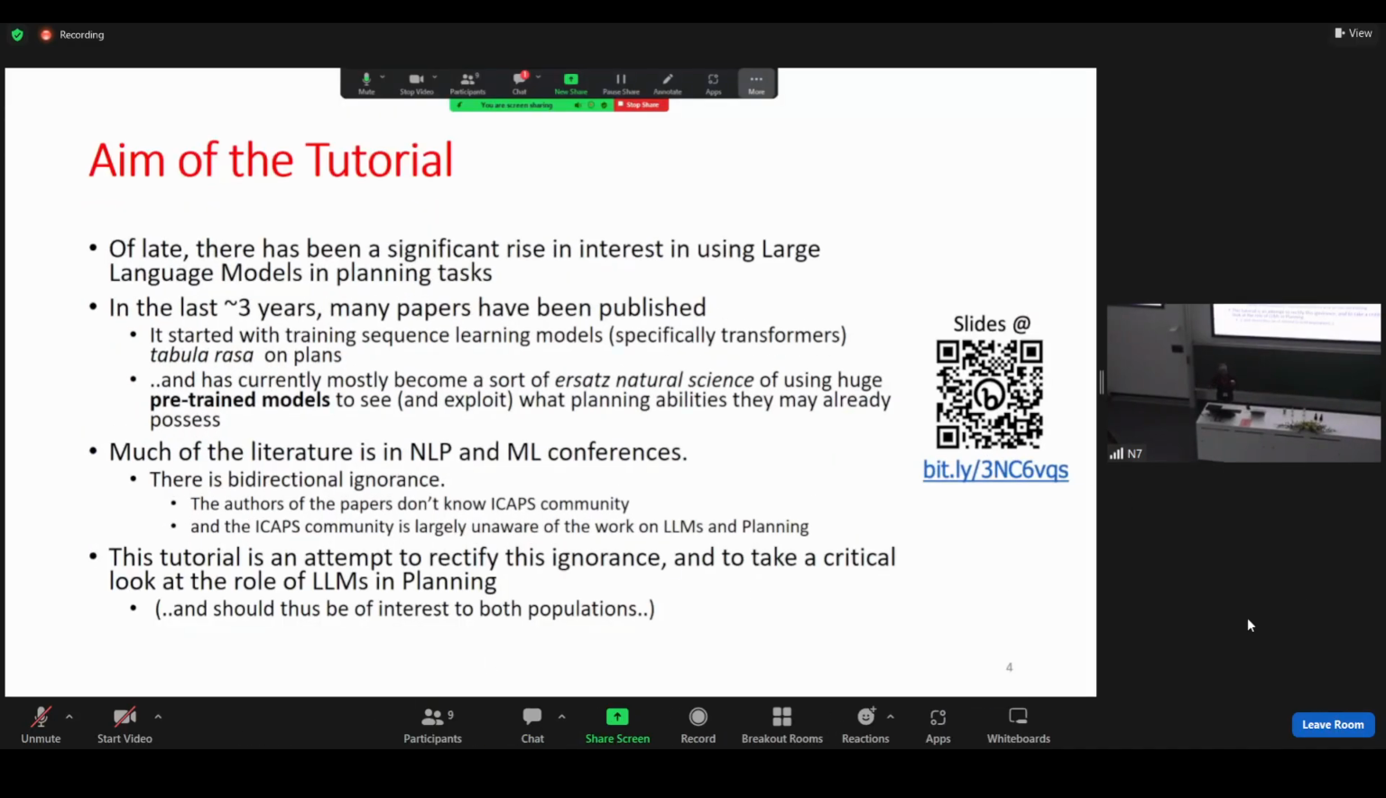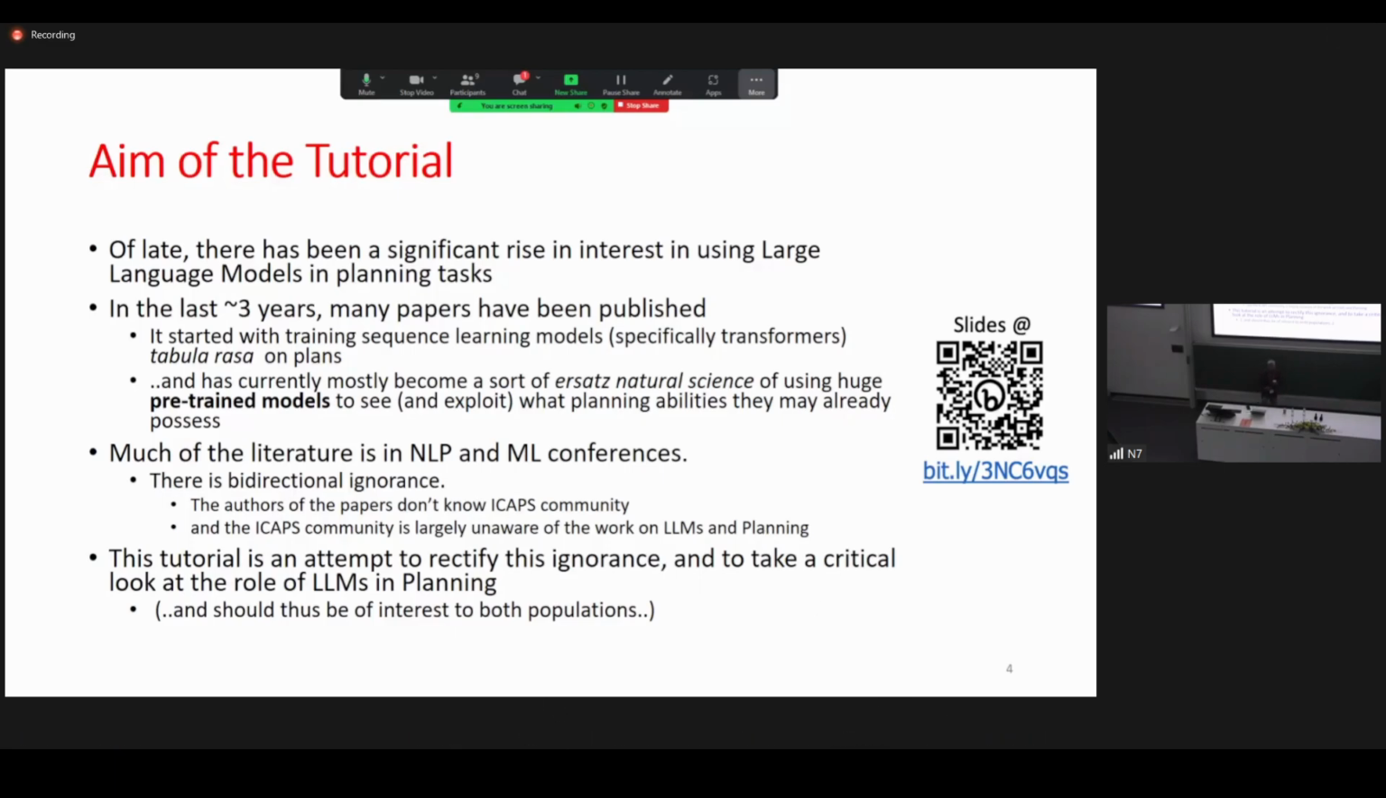My idea is to connect those two strands. As it's been said about America and the United Kingdom, that they are two great nations separated by a common language, these could be two strands of work that are separated by a common word called planning, except what those guys are doing, you won't consider planning and vice versa. So we'll try to make that connection. This tutorial is essentially an attempt to rectify this ignorance, and so it should be of interest to both populations.